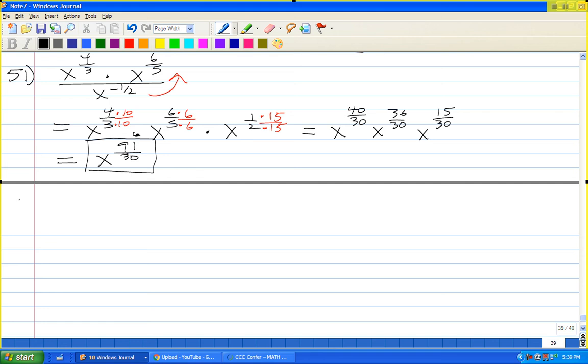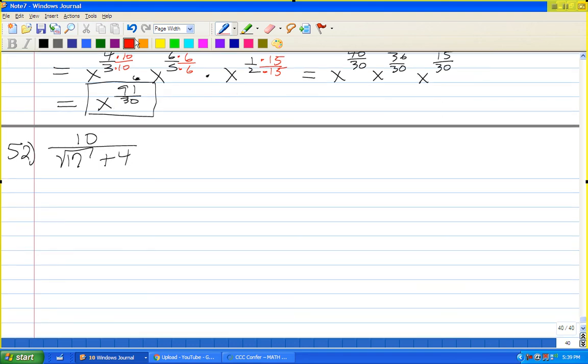Problem 52: 10 over rad 17 plus 4. Rationalize the denominator. Assume all variables represent positive real numbers. Okay, so let me multiply and divide by the conjugate of the denominator, rad 17 minus 4. So this is equal to 10 times rad 17 minus 10 times 4, 40.